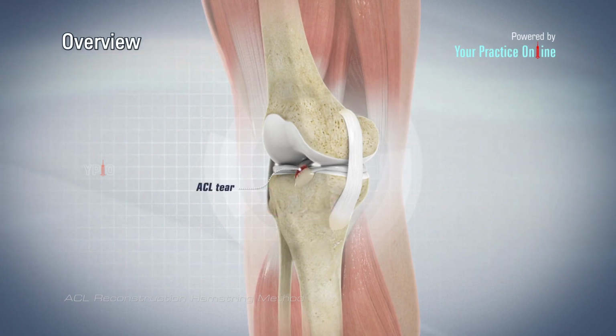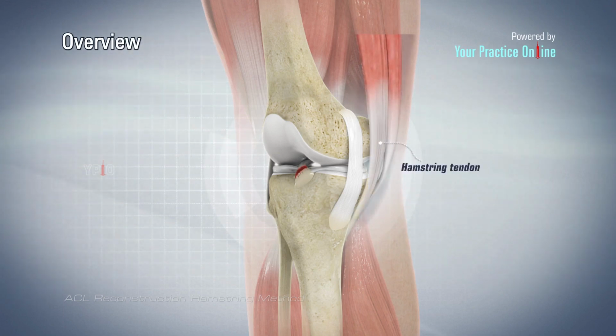A tear of this ligament can make you feel as though your knees will not allow you to move or even hold you up. Anterior cruciate ligament, ACL reconstruction hamstring method, is a surgical procedure that replaces the injured ACL with a hamstring tendon.